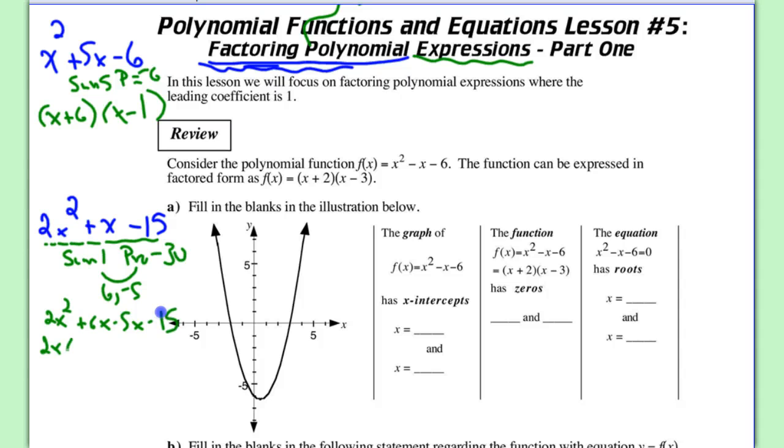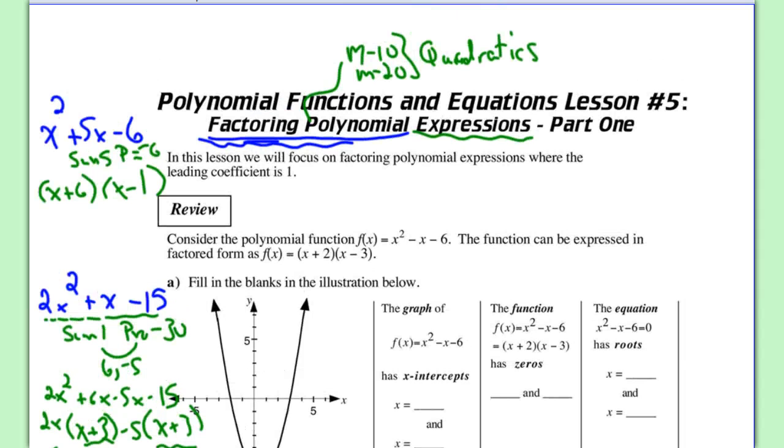And now I can take a 2x out of the first two and I get x plus 3. I can take a -5 out of the second two and get x plus 3. I have a common factor of x plus 3 times 2x minus 5. So we know how to factor quadratics really well. But how are we going to factor things in Math 30 that have up to degree 5 or more? How will we do that?